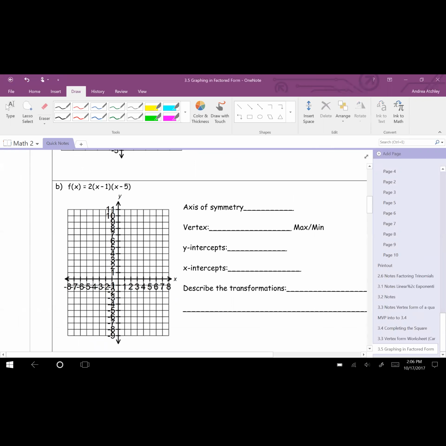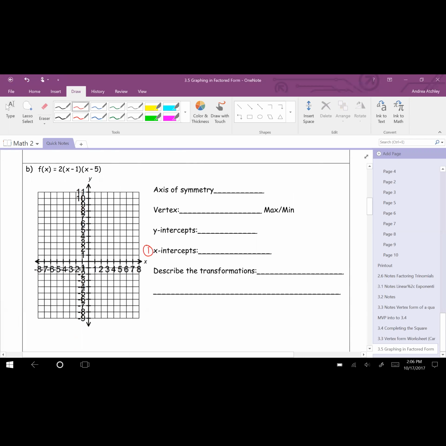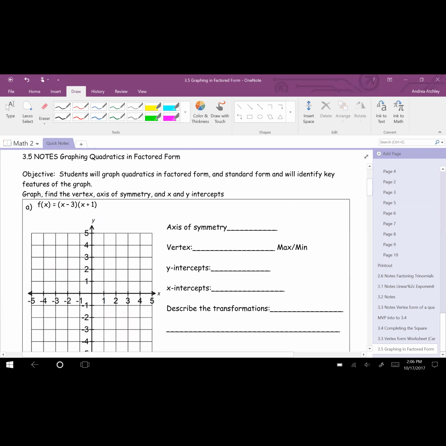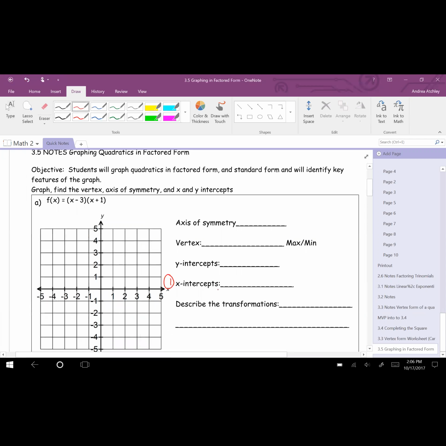Okay. So the first thing we do is find the x-intercepts. Can somebody tell me my x-intercepts? In our first problem. Anyone know what the x-intercepts are? Let's try that again. 3 and -1. We have to change the signs. So it's 3 and 0. And -1 and 0.